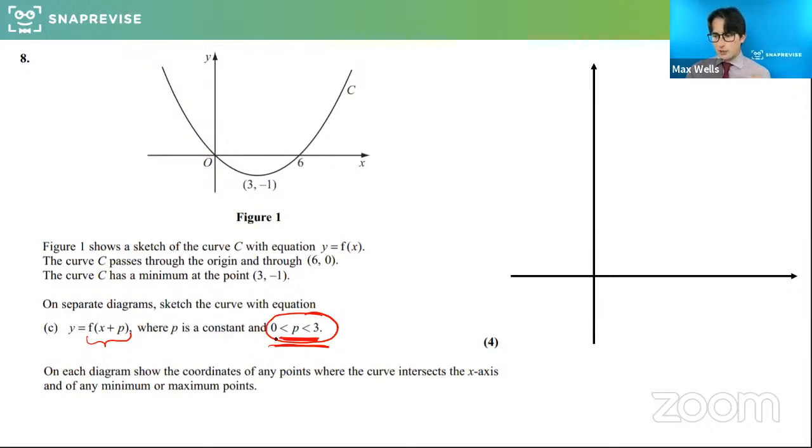So how would I sketch it? It will move to the left. I totally agree. Because p is positive, we do the opposite inside the bracket. So it will go minus p. It will go p amounts to the left. Good. Because p is less than 3, what we know is that the turning point isn't going to quite make it back to there. If it was 3, that would land bang on at the y-intercept.